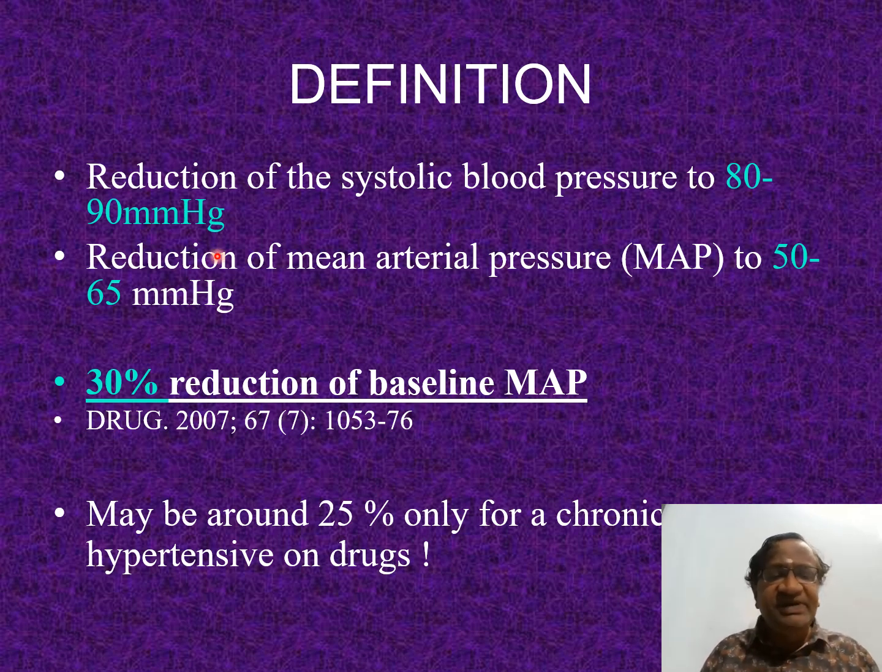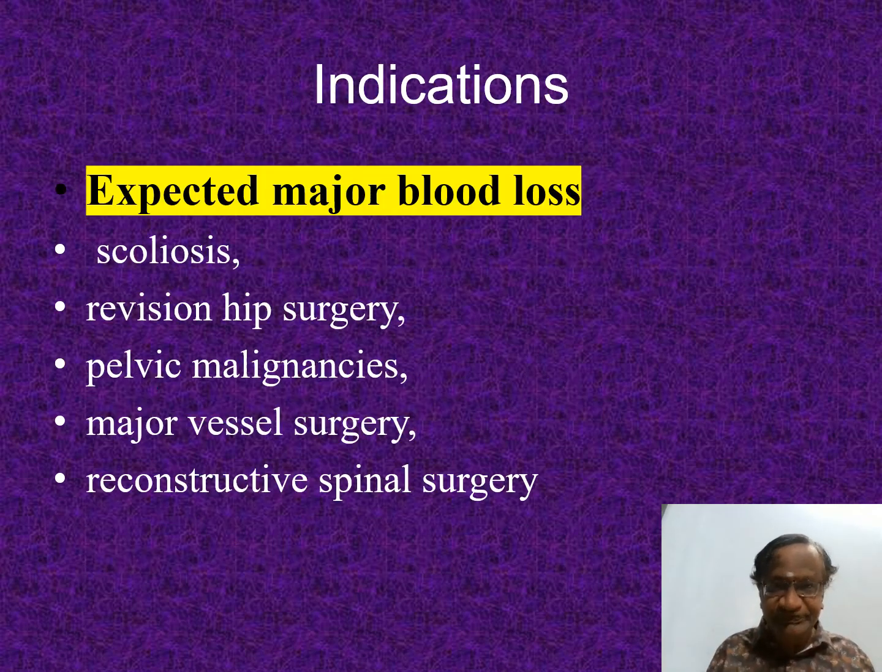Reduction of the systolic BP to around 85 and reduction of MAP to around 60. That is a 30% reduction of the baseline MAP. Maybe around 20-25% in chronic hypertensives. Now you see here, for example, MAP is 80, a 30% reduction, so maybe around 60 it has come down. In chronic hypertensives on drugs, we should not bring it down so much. Get around 20-25% less only.